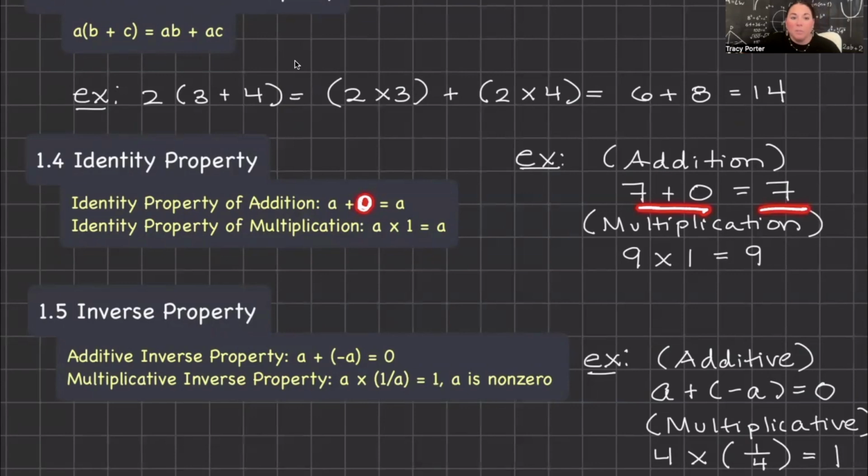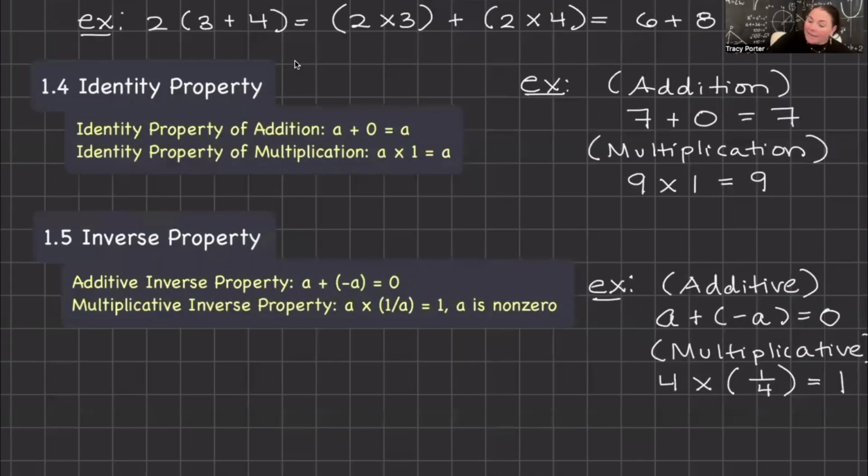Like in this example, 7 plus 0 gives you 7. But for multiplication, it becomes 1. Because now if we multiply any number, A times 1, you're going to get back A. Or in this example, 9 times 1, you get back 9. So 1 is called the multiplicative, big word, identity, the multiplicative identity. So that's the identity property.